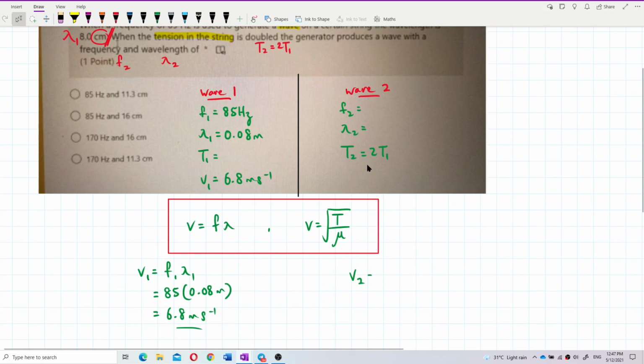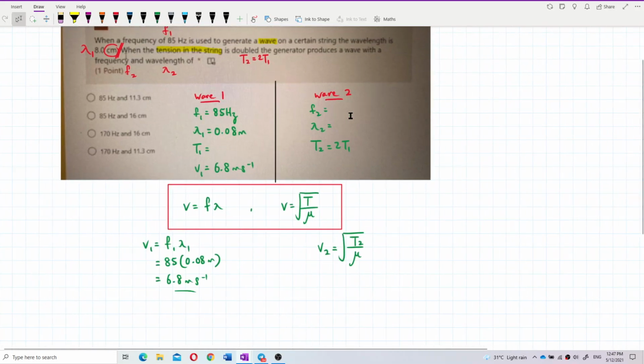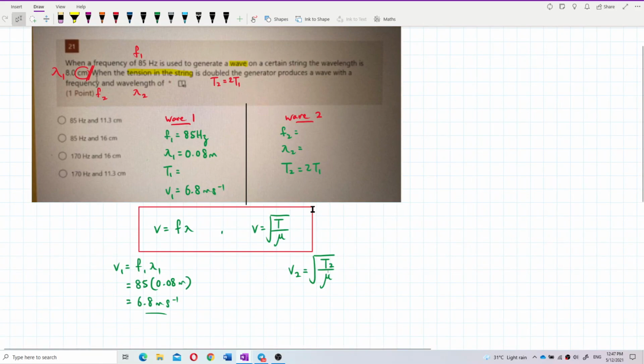V2, what's the formula for speed of wave? It is square root of tension over mu. This is tension 2. They are using the same string, so the mu is still the same mu. Continue: tension 2 is 2 tension 1 over mu.